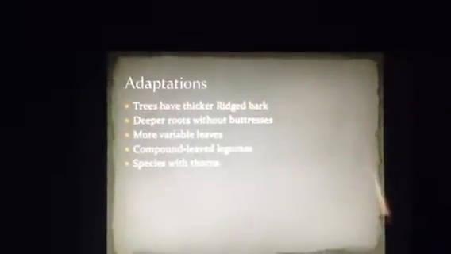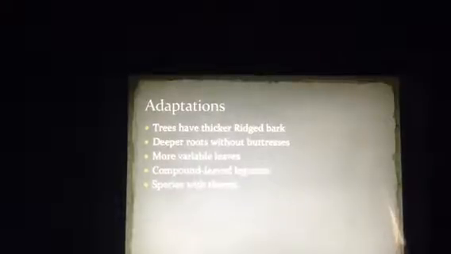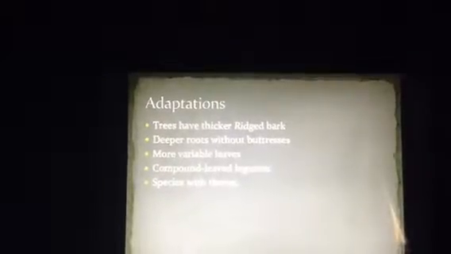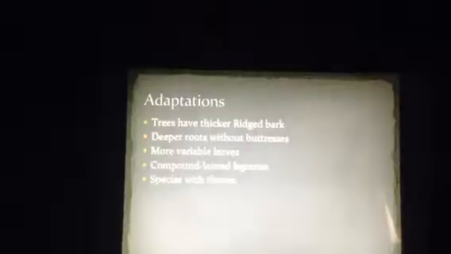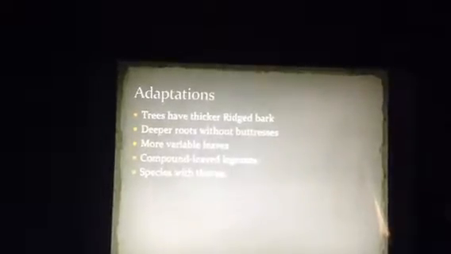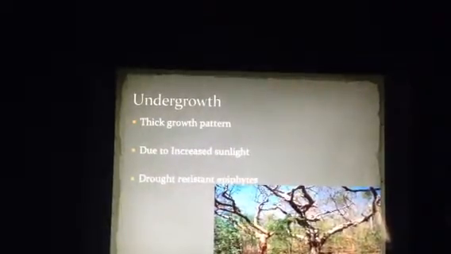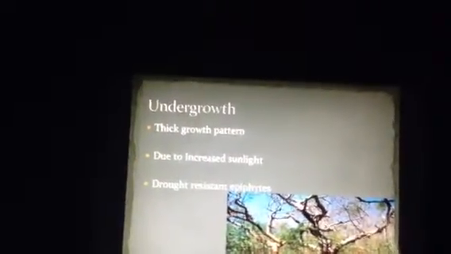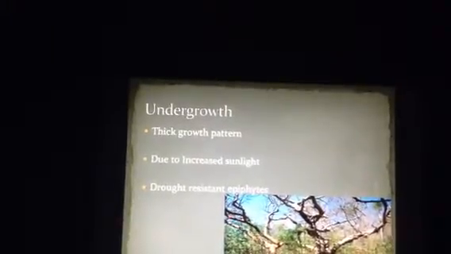So because of these dry climates, your plants and growth will have adaptations. Some of these adaptations have been mentioned in class. I remember more variable leaves being one of them. There are also species with thorns in this area, deep roots without buttresses, compound-leaved legumes, and trees that have thicker, more rigid bark. And like I said, these adaptations are from this drought weather that's in this area.